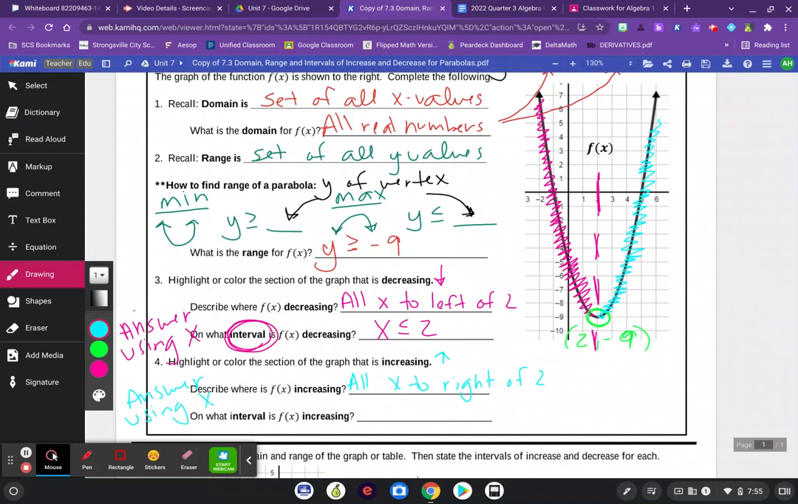Okay, so again, my y values are getting larger and larger. They're increasing, and that's happening for all x values that are bigger than 2, or to the right of 2. So x is greater than or equal to 2. All right, and again, we use this vertex to help us answer our questions.